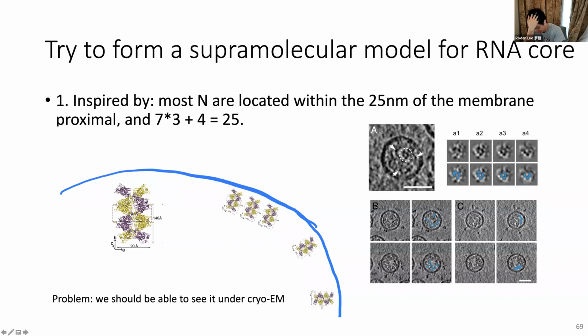These are some of the attempts that I tried these days. The first one is inspired by these numbers. Most N are located within 25 nanometers of the membrane proximal side. And another calculation, 7 times 3: the height of each octamer is 7, so 3 of them would be 21, plus 4. 4 is the space of the layer after the membrane, if you remember, comprised of the CTD domain of the M protein. So if we add this together, it's 25.